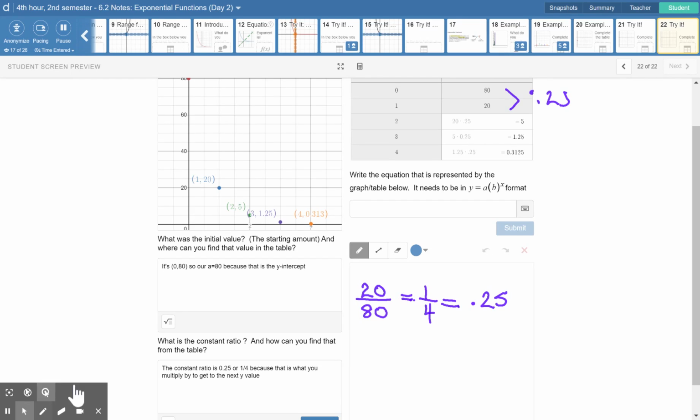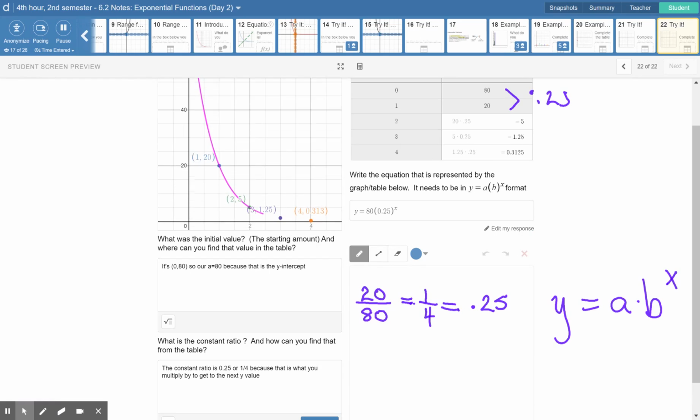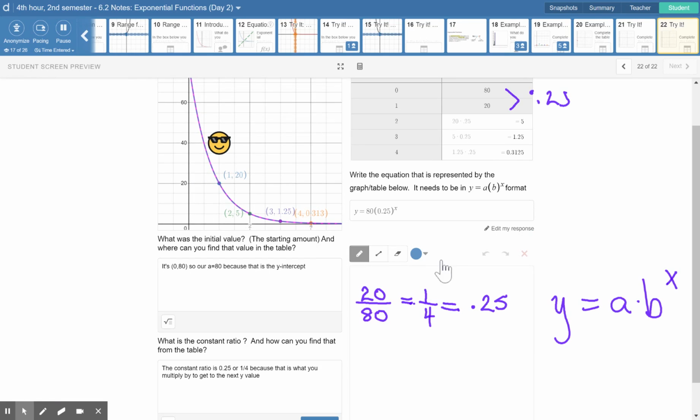So we're going to put those items together. Our A value is our initial value, which is 80, so y equals 80. You can keep it as a fraction or a decimal, doesn't matter. Close parentheses, raised to the x power. So all we're doing is finding the constant ratio and locating the initial value and making an equation out of it.